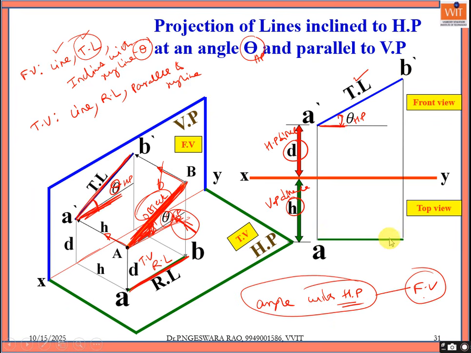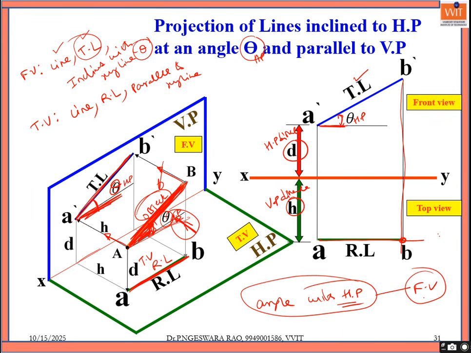Wherever the parallel line in the top view and the projector from B dash intersect, this point becomes the B point, and this will be the reduced length. Like this we need to draw the solution. That means whenever the line is inclined to HP, we must start the solution from the true length and true angle. Automatically we can get the reduced length in the top view.